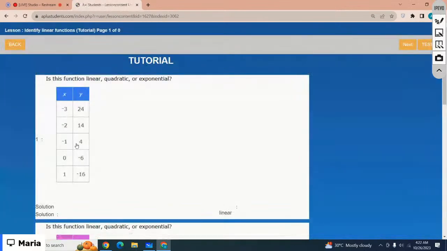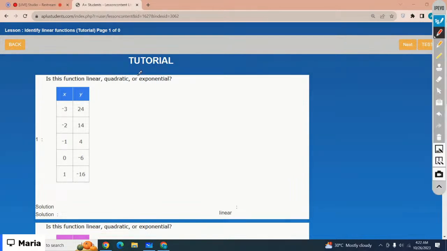Okay, you are given the tutorial only. When I was explaining the functions, I already explained that if the first difference is constant, that means the function is a linear function, right? So you are given the table. Let's just calculate the first difference.